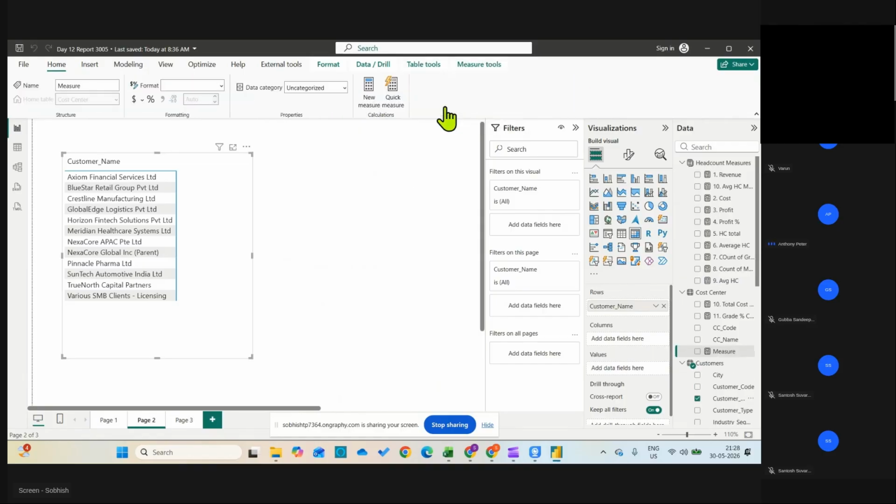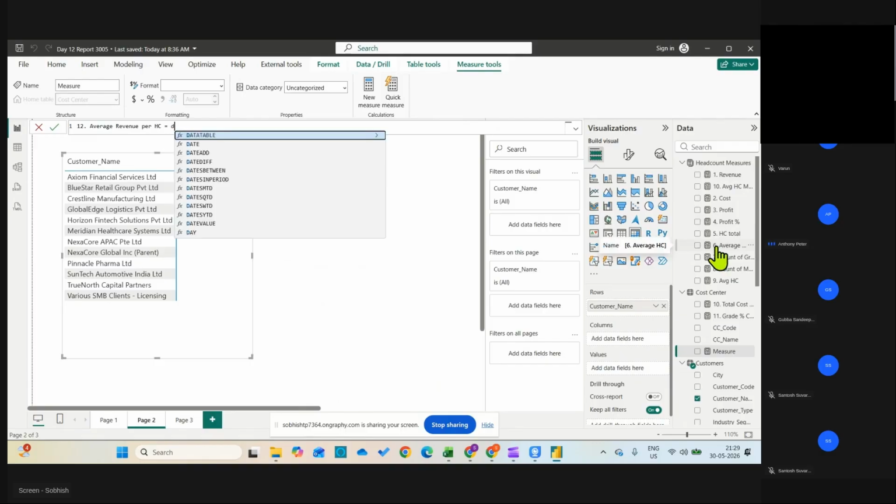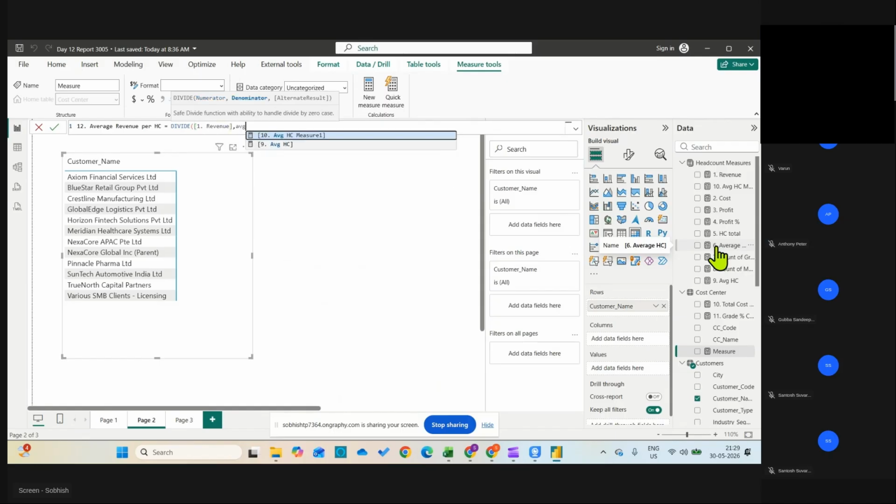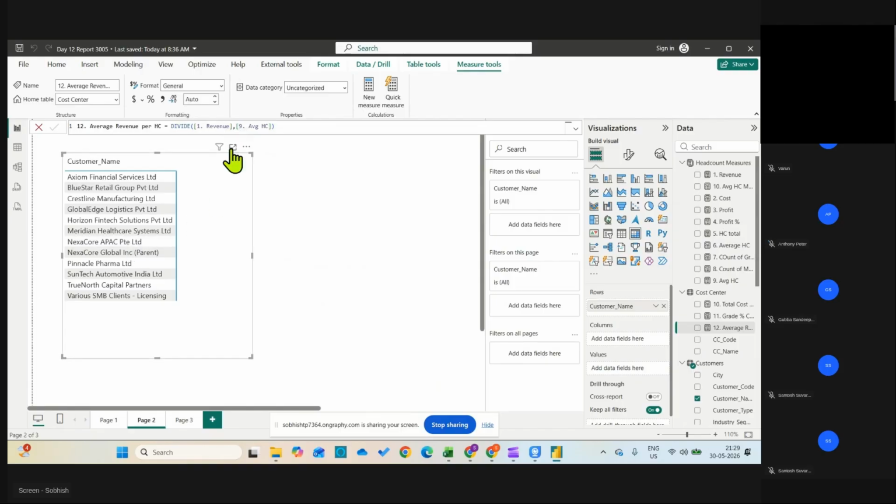New measure, measure number 12, average revenue per headcount equals... no, so we have the revenue and we have the average headcount, right? Okay. So we can divide. If you divide revenue by the average headcount that we have already calculated, it should give us the average revenue per headcount.